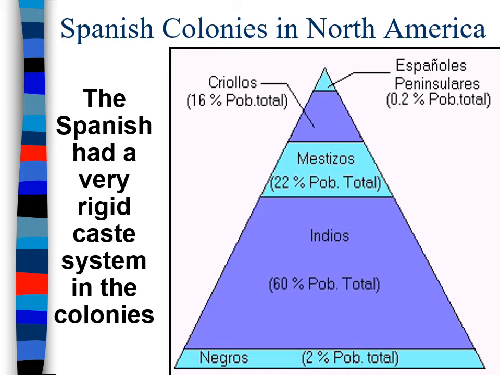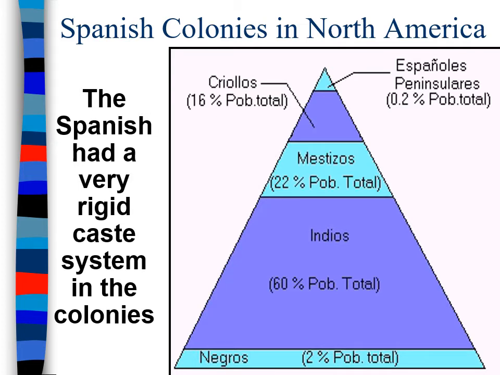This is a depiction of what that would look like. This is in Spanish, and so at the very, very bottom, 2% of the Spanish colonies were Africans that were brought over. And so if you were in that percentage, you were absolutely on the farthest rung, and there was nothing you could do to get out of it. Above them were the Native American populations. The Native American populations were a large portion. Now, they were considered less than the Europeans, but they were above the Africans.